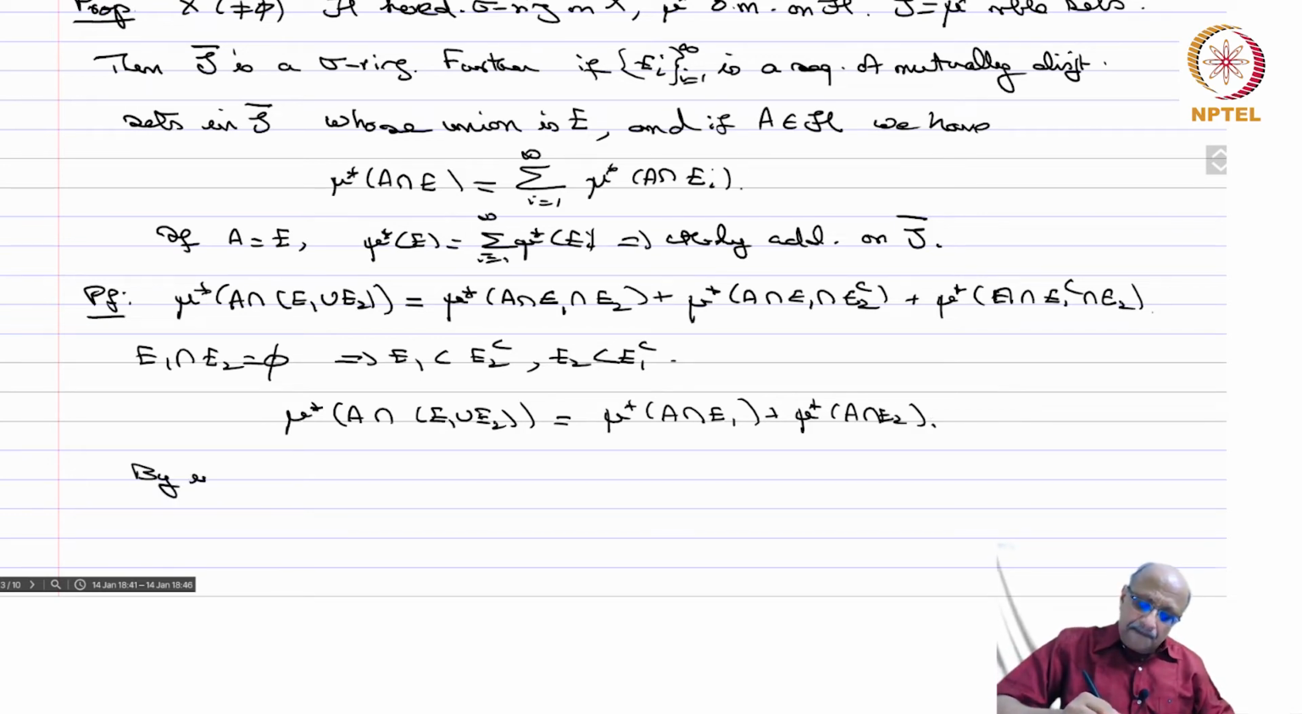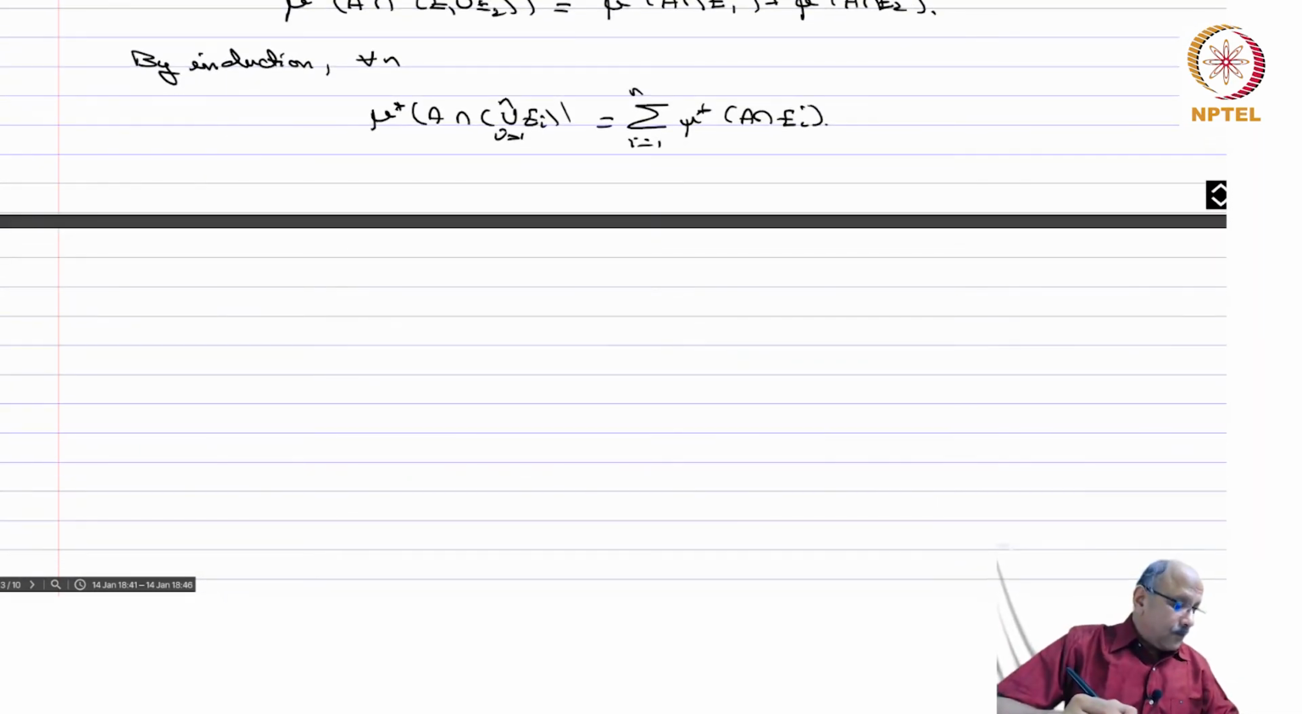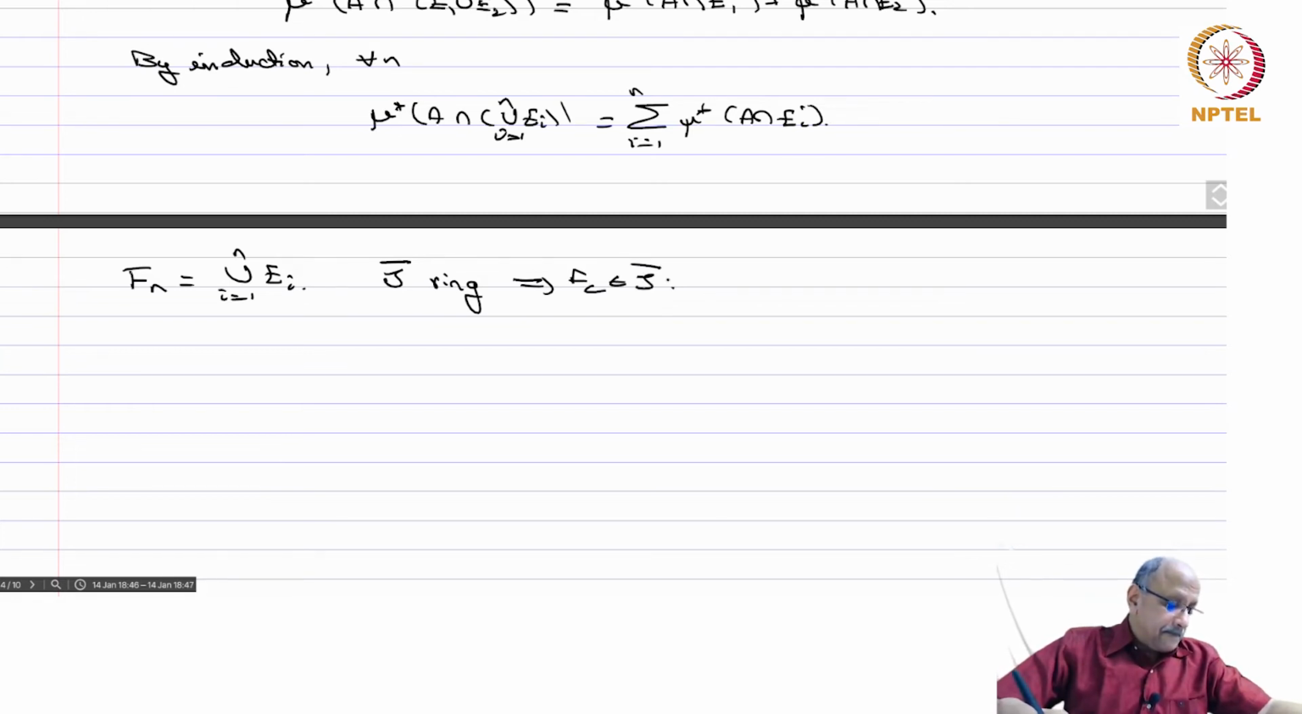So by induction, for any n we have mu star of A intersection union i equals 1 to n E_i equals sigma i equals 1 to n mu star of A intersection E_i. So now let us set Fn equals union i equals 1 to n E_i. Now we know that S bar is a ring. We proved this in a previous proposition, which implies Fn belongs to S bar. Further, Fn is contained in E, and therefore E complement is contained in Fn complement.